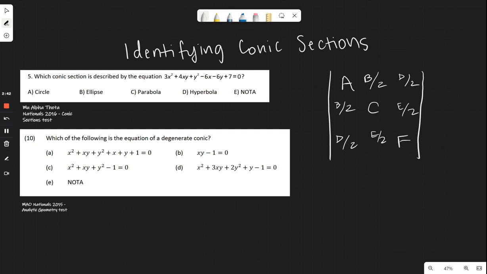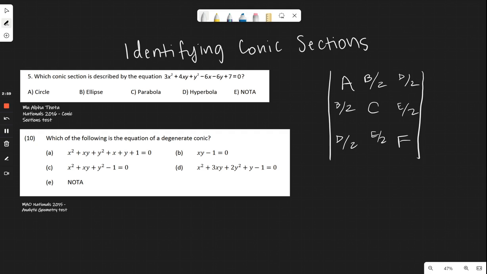Anyways, this is a matrix you have to make with the coefficients of your equation, and you might be like, "Wow, how the heck am I supposed to remember that?" But it's really not bad at all. The way I always do it is I write A, C, F on the main diagonal. So that's the coefficient of the x squared term, the coefficient of the y squared term, and the coefficient of the constant term.